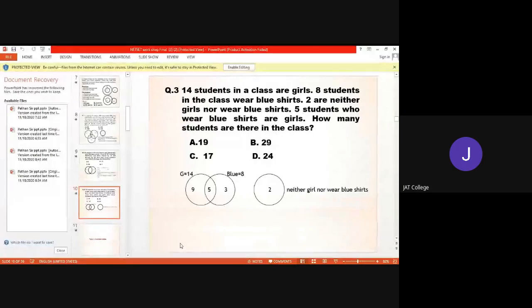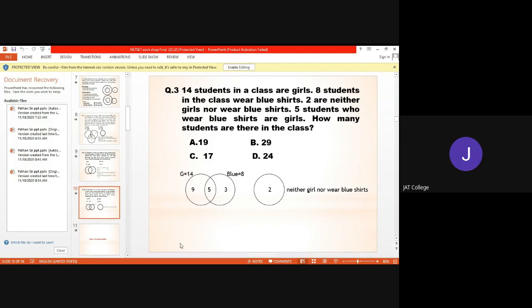Now, two are neither girls nor wearing blue shirts. Now, five students who wear blue shirts are girls. So look at here. The circle of girls overlaps with the circle of blue shirts, and in the overlapping region, we have to write 5 because 5 students who wear blue shirts are girls. Now, what is asked? How many students are there in the class?